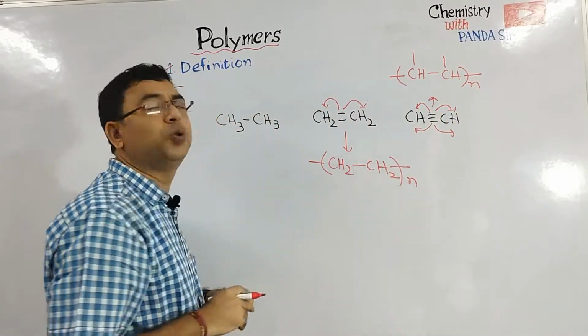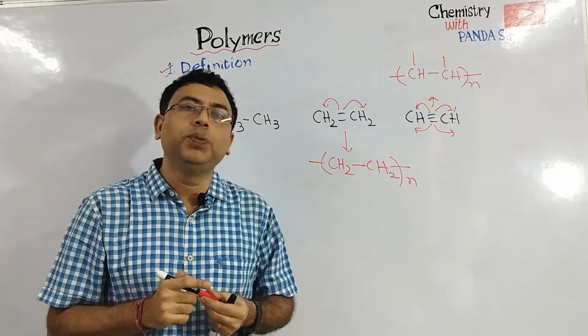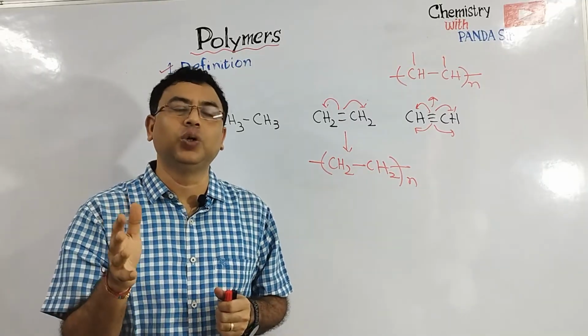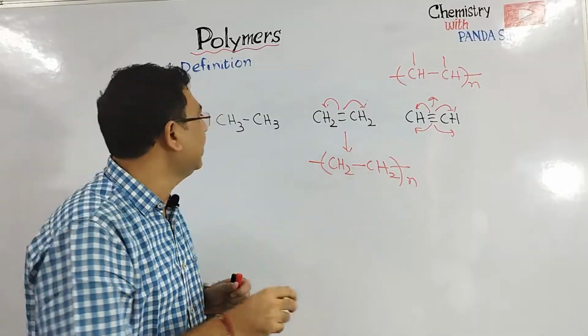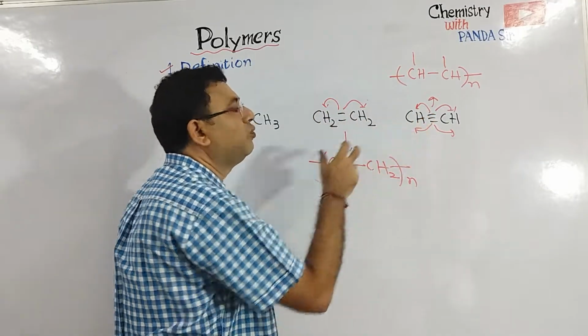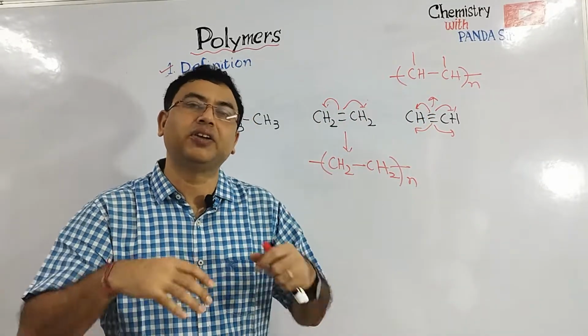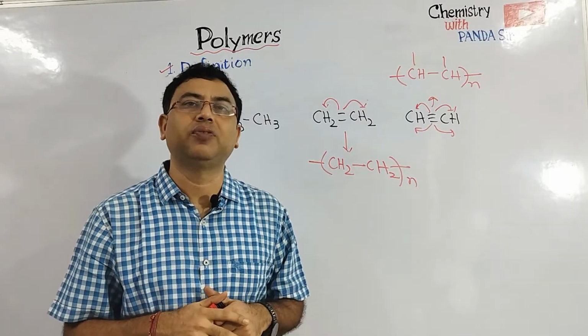So this we need to know: can any molecule be a monomer? The right answer is no. A monomer should have at least two or more functional groups or functional sites or reactive sites, then only can they form the polymer.